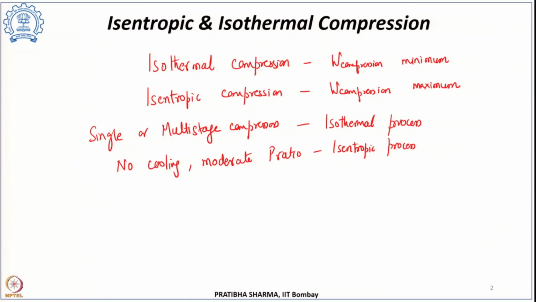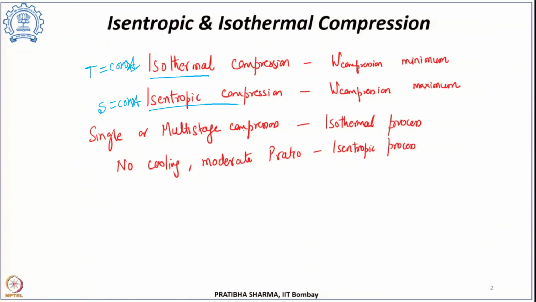Among the different compression processes, we are interested in calculating the work done for hydrogen. There are broadly two different compression processes: the isothermal compression process and the isentropic compression process. Isothermal means the temperature is constant, and isentropic means the entropy is constant.